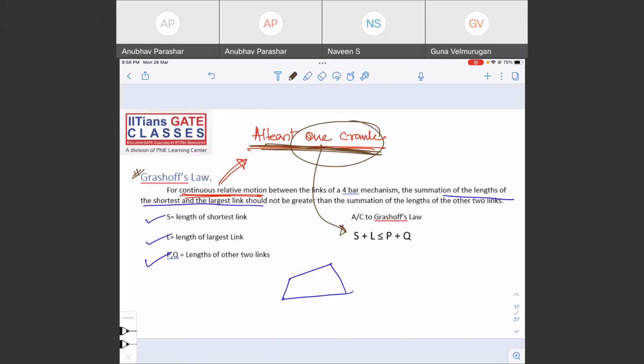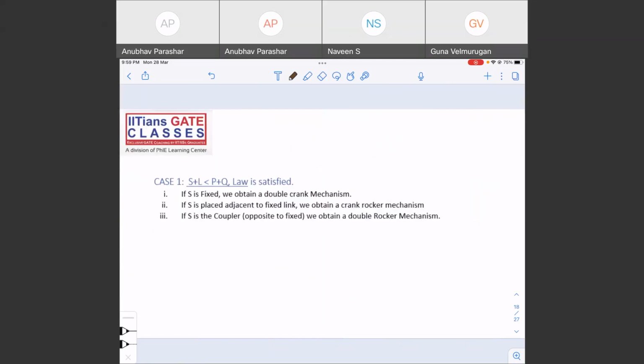But vice versa is not true, that if Grashof's law is satisfied, you will always get one crank. No, always it's not necessary, right? You might get one crank, you might get two cranks, you might get a double rocker, right? But if you want at least one crank, or if you want two cranks, your Grashof's law should be satisfied. Let's see.